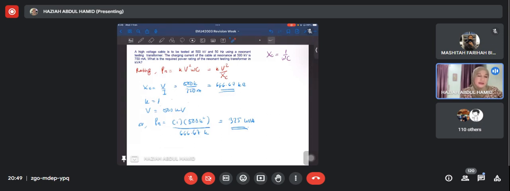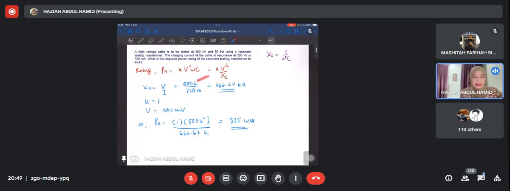Now C is not given, so I will use this formula, V squared over XC. You can use any formula. V squared I already have, K I already have, so XC. XC is equal to V over I, on the load side. V I already have, 500 kV. I is given as 750 milliampere. Right?